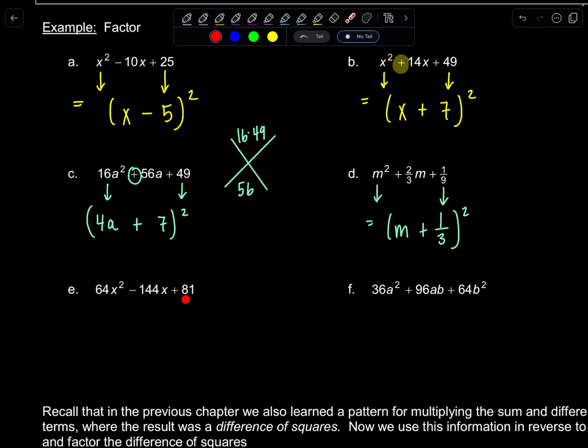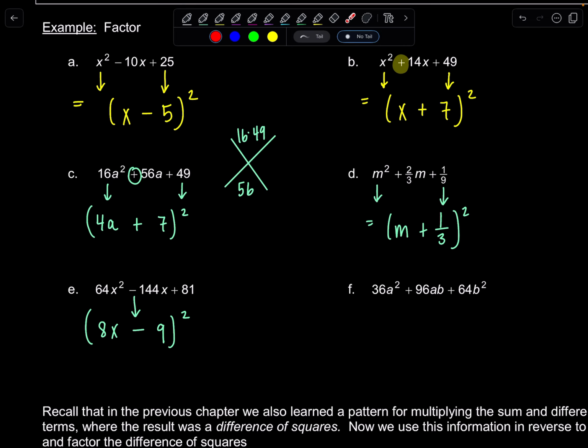64 times 81 adds to negative. No, thank you. But then you go, oh, 64, yeah, that's a perfect square. So 8x, square root of 81, 9. This is negative, so I'm going to put a minus sign, and then we just got to check that the pattern fits. So 2 times 8x times 9, yep, 144x.